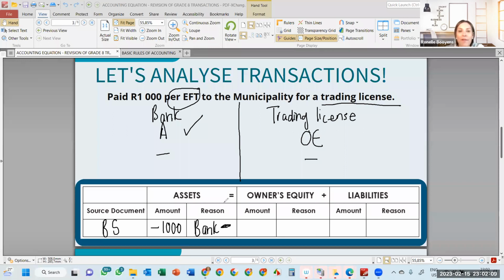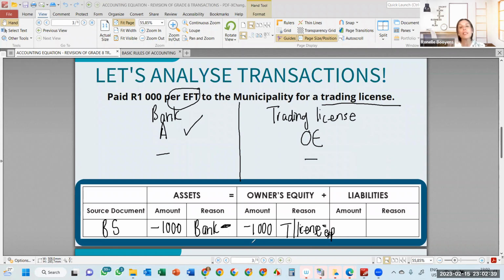Good. Next one. Did anything happen to owner's equity? Was owner's equity affected? Indeed, we were dealing with an expense, and we know all expenses decrease the owner's equity. What is the reason? I'm just abbreviating here, trading license. Now, trading license is an expense to the business. I want to stand still here for a second or two.